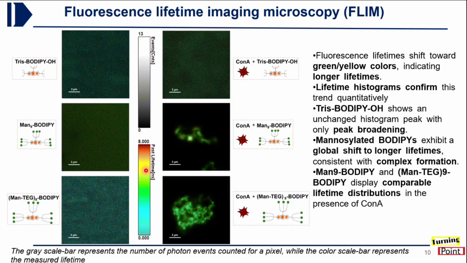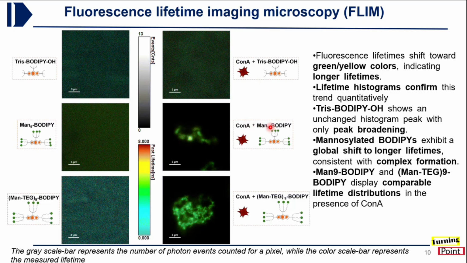Now there are two types of experiments. First, they studied only Tris body P OH, and only Man9 body P, without Con, and then Man tetraethylene glycol body P without the Con. So here you can see that without Con there is not much difference in the image, like here you can compare the fluorescence lifetime. In another case, they mixed the Con with the Tris body P OH, and still there is not much difference in the binding or in the color.